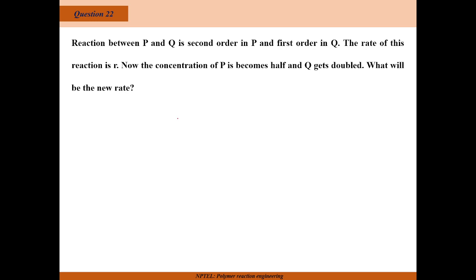Basically, we can write the rate equation as R is equal to K into concentration of A to the power n into concentration of B to the power m, where n and m correspond to the orders of reaction for A and B. So this is the basic equation. From this, we can easily solve for the answer. Here we can write R is equal to K into, it is said that we are having P and Q, reaction between P and Q. Q is in second order and P is in the first order.